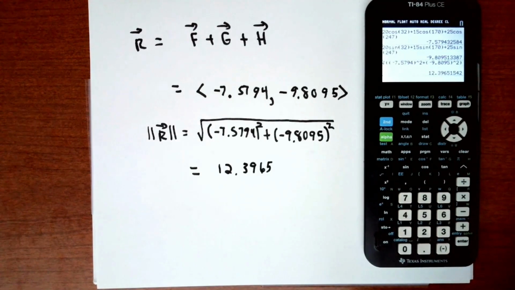Note that because my components are negative, I have to put parentheses around the negative component before I square it, or the sign will be incorrect. The magnitude of the resultant force is 12.3965 pounds of force to 4 decimal places after the decimal point.